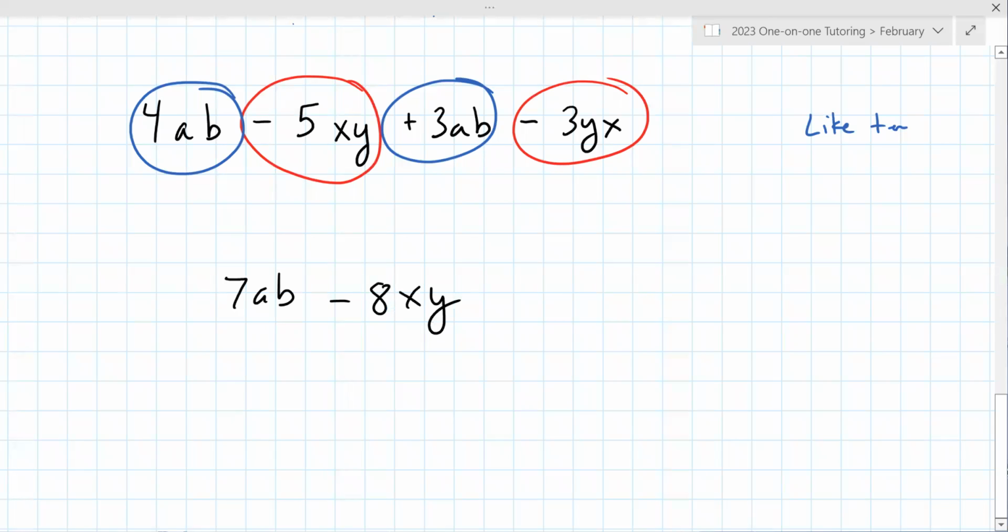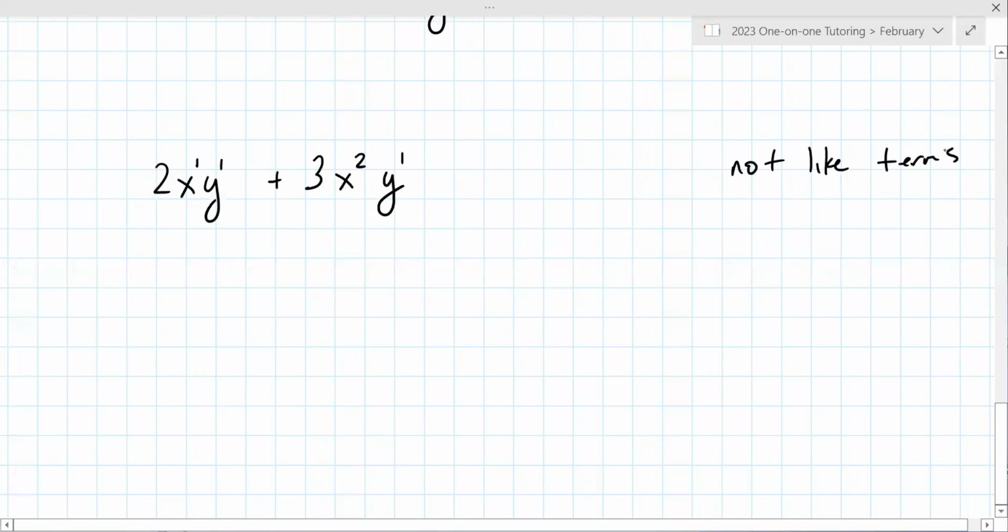Okay, cool. Now, a new problem here. Let's say I give you 2xy plus 3x squared y. Are these like terms? You might say yes, because they have both an x and a y, but their powers are different. So they have to have the same powers. So these are not like terms. Maybe that's where the confusion was with number 7. So let's take a look at number 7 here.